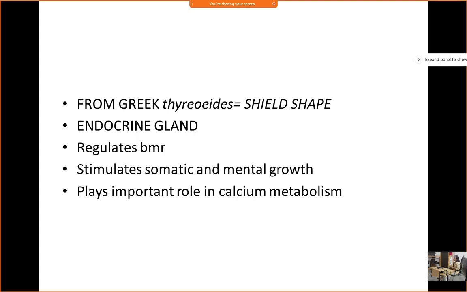Remember, it falls under the category of an endocrine gland, like your pancreas. Its main function is the regulation of the basal metabolic rate of the body, and it also stimulates somatic and mental growth, and it plays an important role in calcium metabolism.